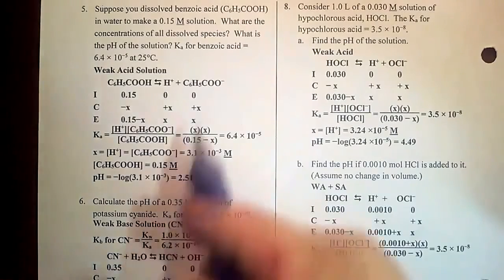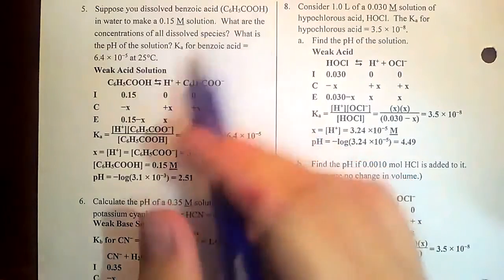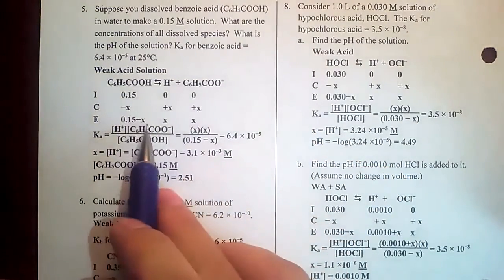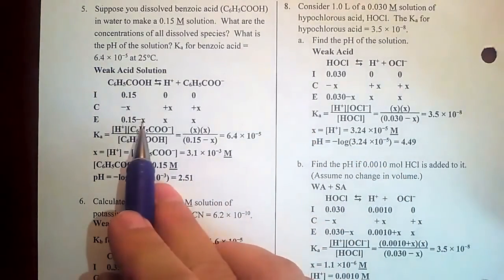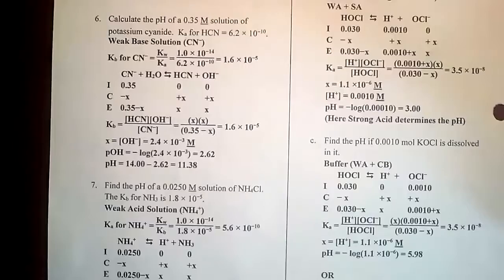Number 5 doesn't really have a special trick. They tell you it's an acid. That's supposed to be the acidic H in case you were wondering. And we set it up in an ice box. We can disregard that X because the Ka is too small compared to this molarity. And we find the pH.